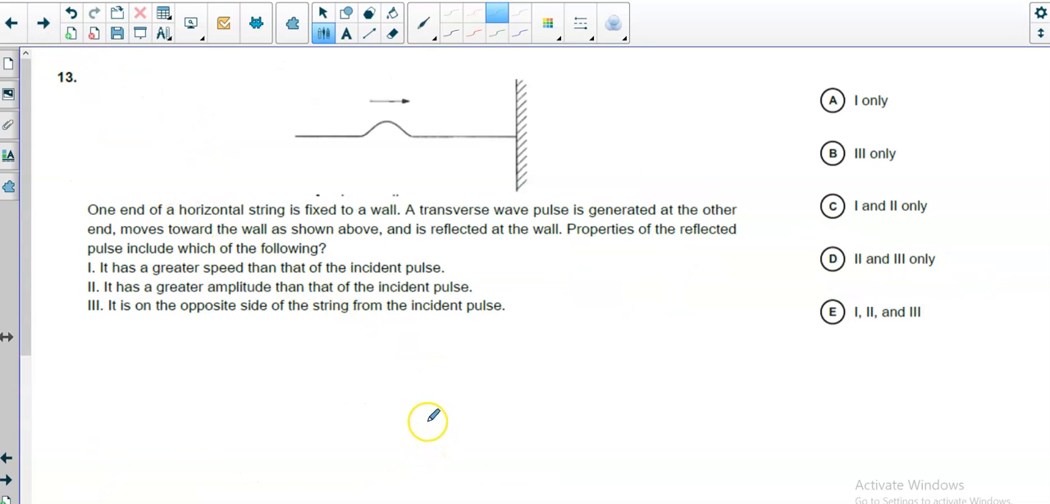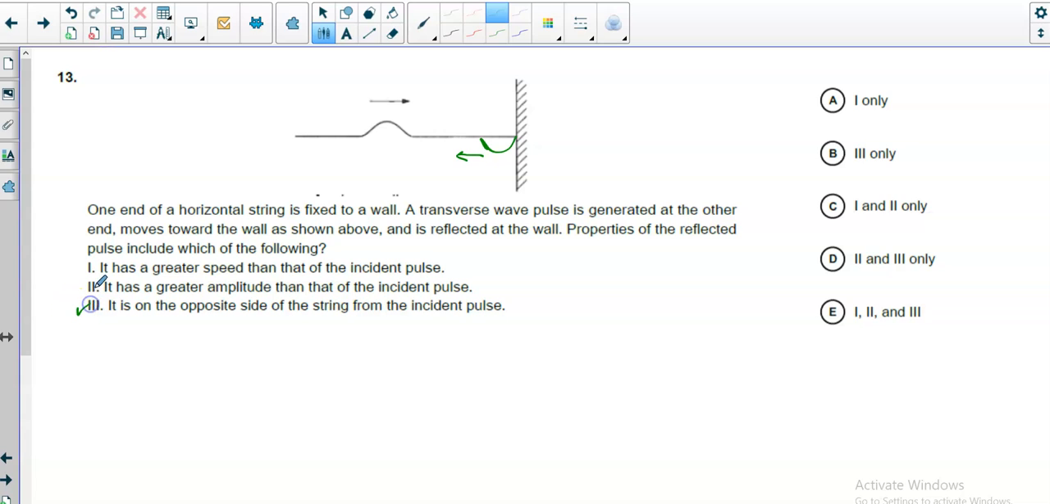One end of a horizontal string is fixed to a wall. A transverse wave pulse generated at the other end moves towards the wall as shown. It's reflected off the wall. Which are properties of the reflected pulse? There's a similar question in the previous one, where in this case it's going to reflect back when it comes off the wall. It'll be upside down, so it'll be on the opposite side of the string.